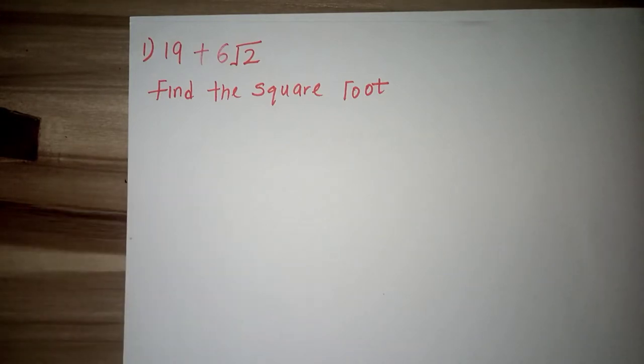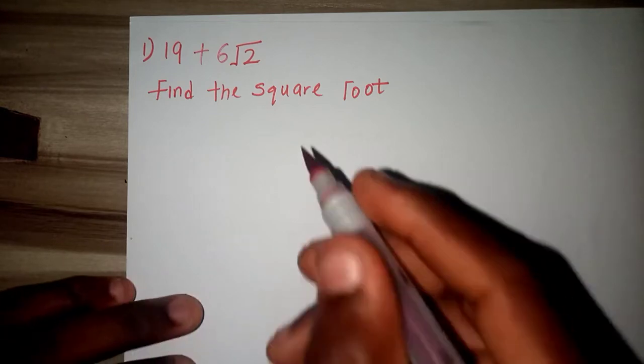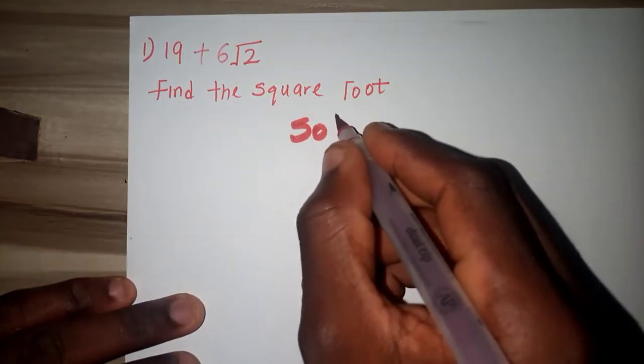In this video we want to talk about how to find the square root of a surd. This is a particular example that we need to talk about: 19 plus 6 root 2. We have to find the square root. Okay, let's get to the point. Solution.